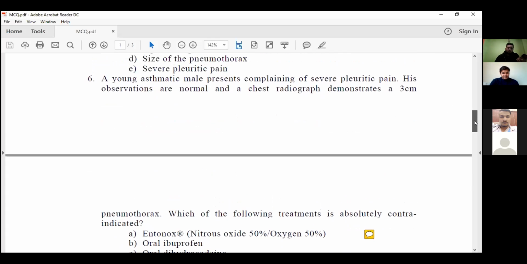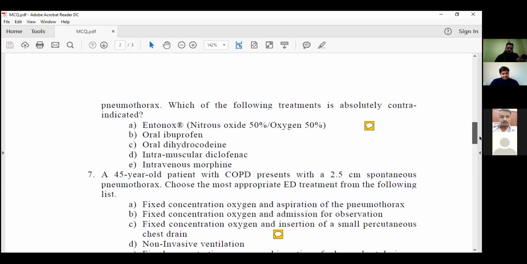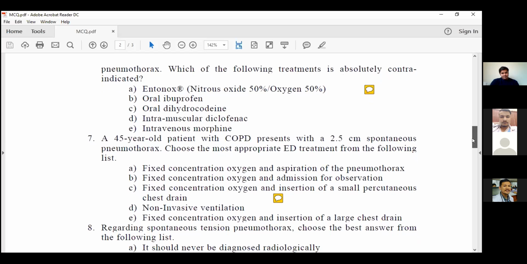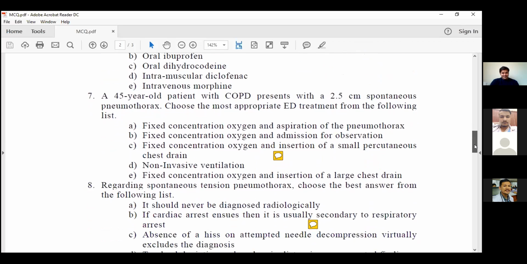And question number 6. A young asthmatic male patient is complaining of severe pleuritic pain. His observations are normal and a chest radiograph demonstrates a 3 centimeter pneumothorax. Which of the following treatments is absolutely contraindicated? Entonox. Yes, it's Entonox. It's a commonly asked question in the primary examination.